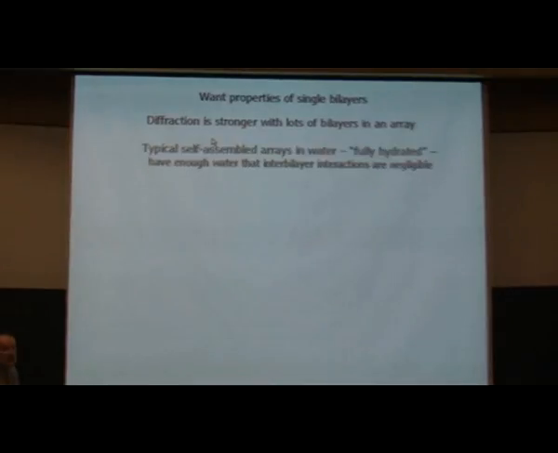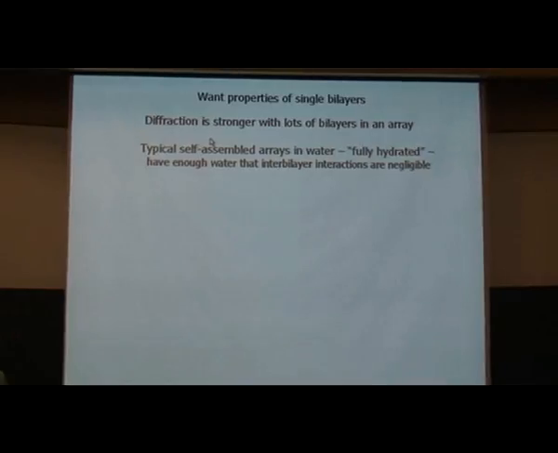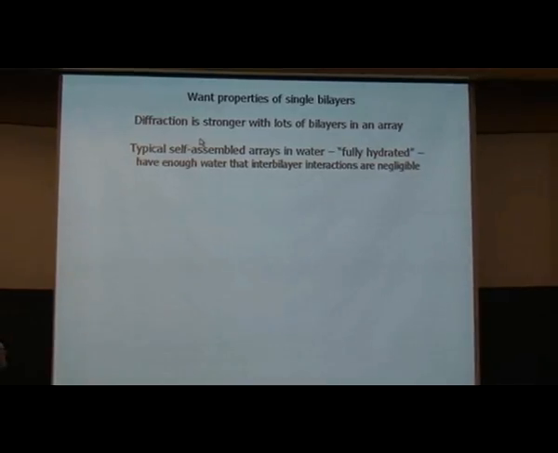Now, what we really want for biology is a single bilayer, and what I've just shown you was all these stacks. The advantage for diffraction is I get a lot more signal if I have a lot more bilayers. But am I going too far away from biology when I do that? That's the question, and it's a criticism that one can make of using diffraction on stacks of bilayers.